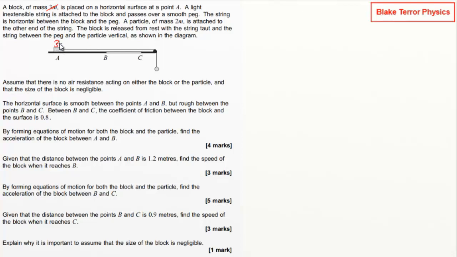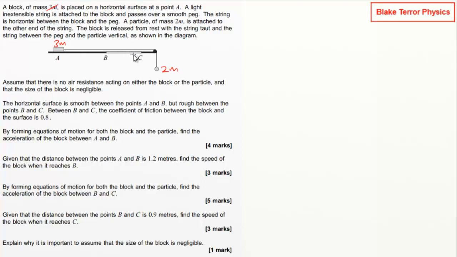So that's 3m, placed on a horizontal surface at point A, light inextensible string touching the block, passing over the peg. String is horizontal, yeah, great. Particle of mass 2m attached to the other end of the string. Released from rest with the string taut and the string between the peg and the particle vertical. Right, okay, so it's just the masses that I can put on.